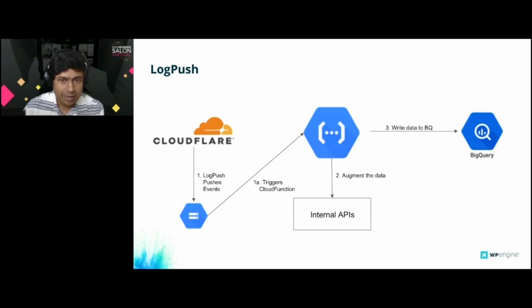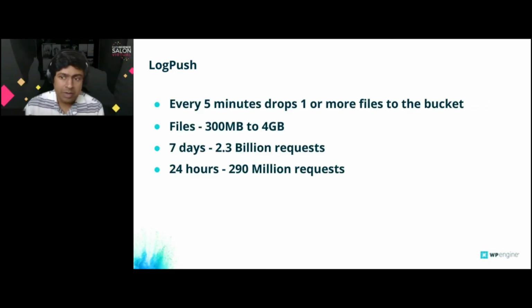To give you an idea of the scale of the problem, every 5 minutes, we would get one or more files dropped onto the bucket, depending on how much traffic our platform was serving. These individual files would range from 300 megs all the way up to 4 gigs. And the files themselves contain data about each request, whether it was blocked at the firewall, which firewall rule led it to be blocked, and so on.